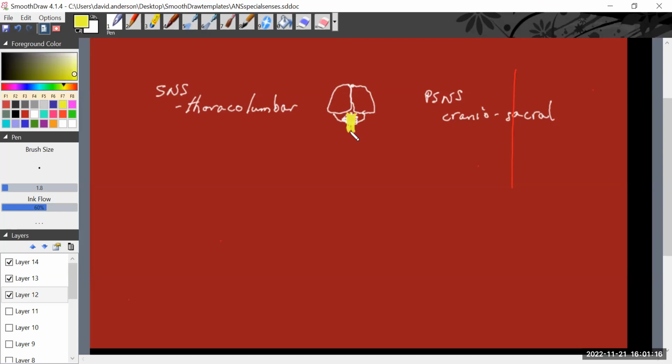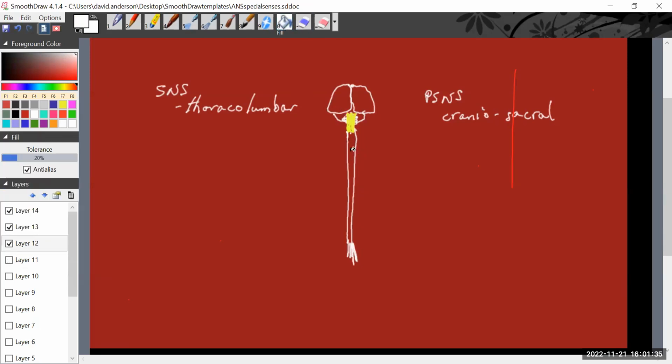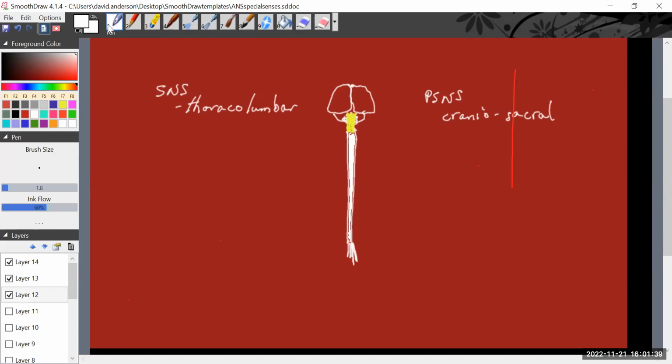We'll do the brainstem in yellow. Okay, and then what we'll do is the spinal cord. And we know the spinal cord ends as that cauda equina. Okay, and that will represent our spinal cord.